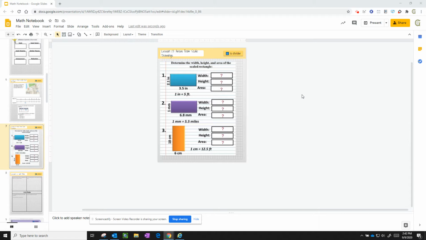And I'll show you why in a second, but I want to scale each of the sides before I find the area. So I can't do it the other way around and do area first and then scale. And like I said, when we do the first problem, I'll show you why that's the case. So if you're not already on this page in your notebook, go ahead and pause and get there.